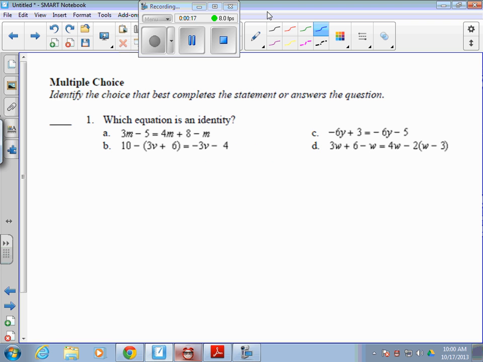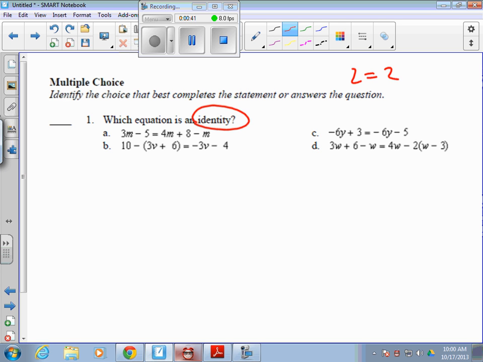Number one asks you which equation is an identity. Well, you have to know what an identity is first. What that means is that when you simplify the problem, which one gives you a true statement at the end. So you have to simplify each of these problems to see which one gives you a statement that's true, like 2 equals 2 at the end, not something that's false. So if we simplify it, and most of the time you could do a lot of it mentally.